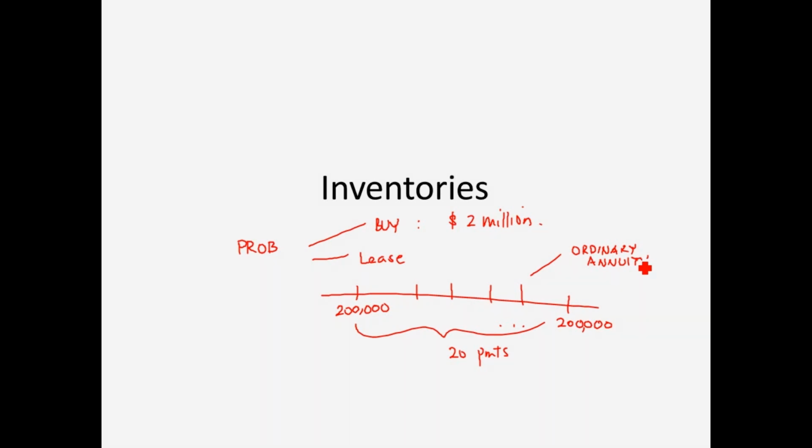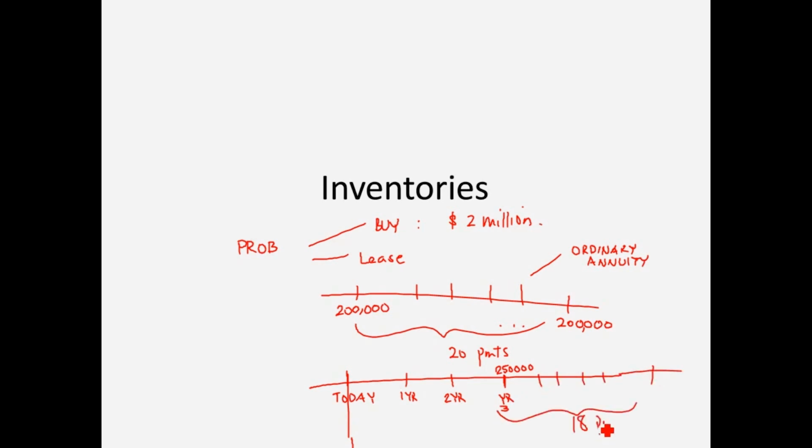I don't want to say trick, but I'm trying to make sure you understand the concept, not just this issue. What if instead the lease payments, so we're standing right here, this is today, and I say, well, you don't have to pay for the first year, you don't have to pay for the second year, but then in year 3, you start paying. But now you have to pay $250,000 per payment, but you only make 18 of those payments.